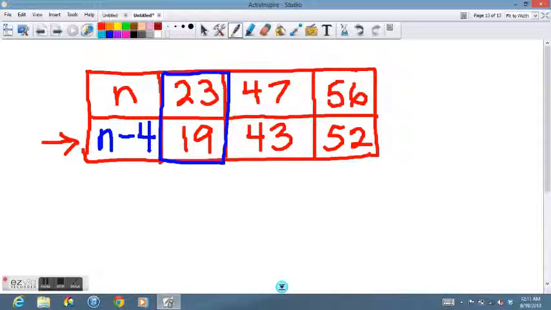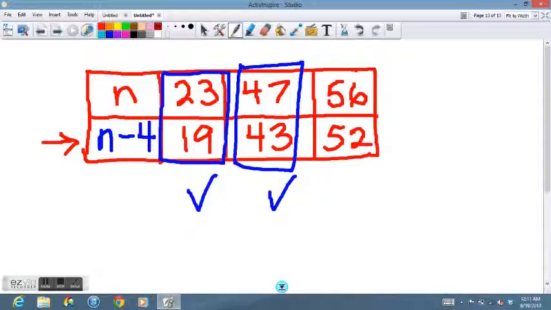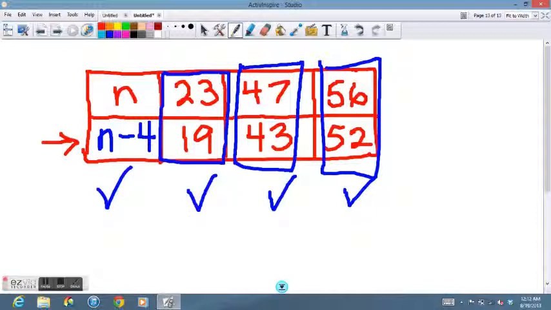Alright, so let's look at the next column right here. Does it work for that one? In other words, if n is 47, if I do 47 minus 4, do I get 43? Yes. So it checks for those. So let's check this last one. If n is 56, and I put 56 into n minus 4, 56 minus 4, do I get 52? Yes. Okay, so this must be my rule, and that one is done.